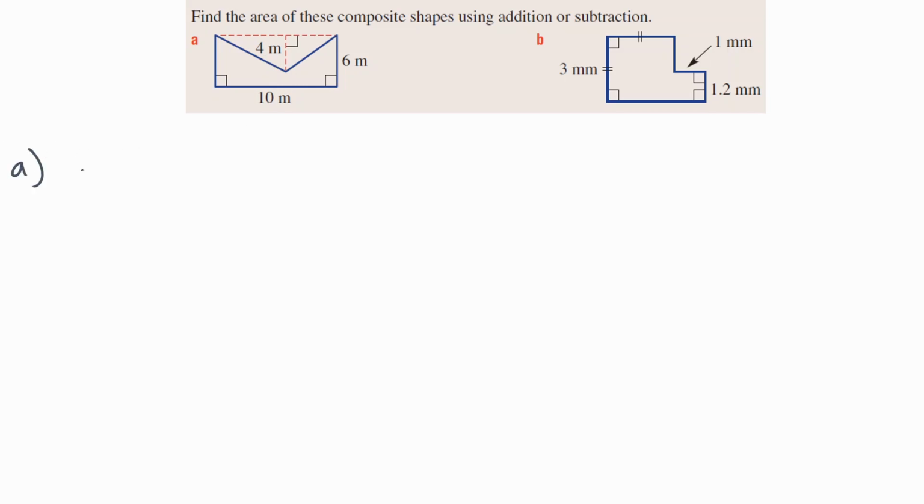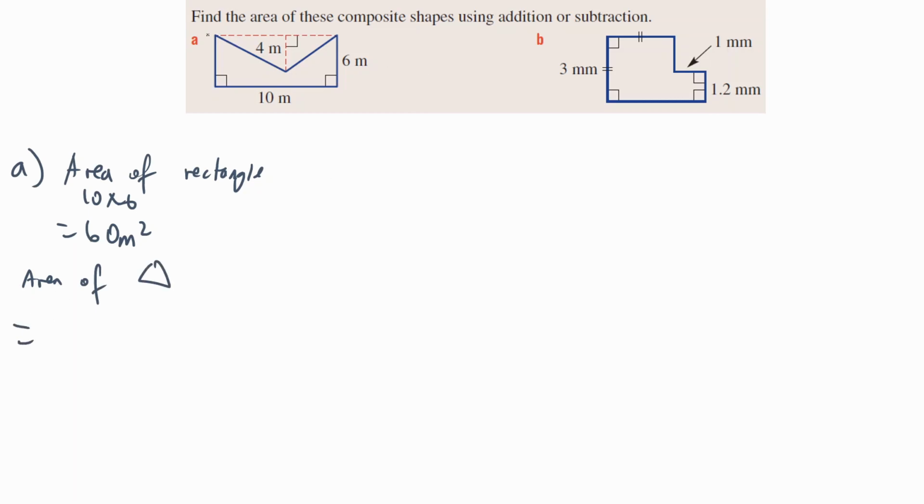The area of the rectangle is 60 meters squared. I'll just show you how that is. Area of rectangle is length times width, that's 10 times 6, that gives me 60 meters squared. And the area of the triangle, the base is 10, it's going to be same as that one. Remember, multiply it by half as well, so it's half times base times height. Base was 10, and our height we can see is 4 there. So that will give me a value of 20 meters squared. Alright, now to find the area of this shape, we're going to do 60 minus 20, and that will give me a value of 40 meters squared.